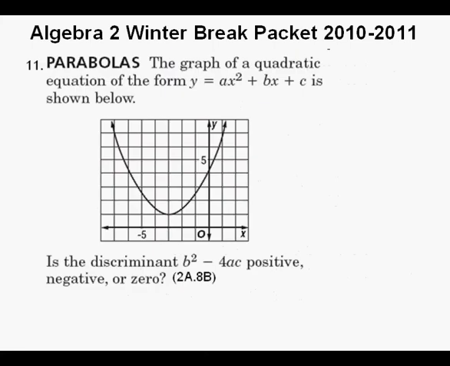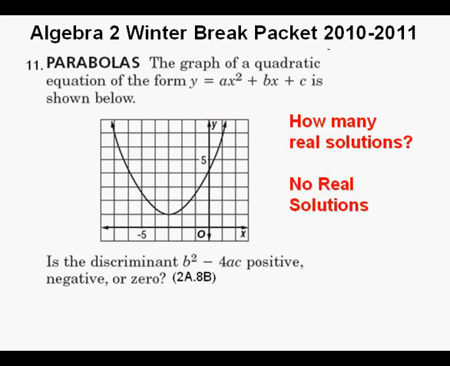Number 11. The graph of a quadratic equation of the form y equals ax squared plus bx plus c is shown below. Is the discriminant b squared minus 4ac positive, negative, or 0? If this was an attempt at solving a quadratic equation by graphing, how many real solutions would there be? I hope you can see that there are no real solutions. How do we know that? The graph does not have any x-intercepts or any place that the graph touches the x-axis.